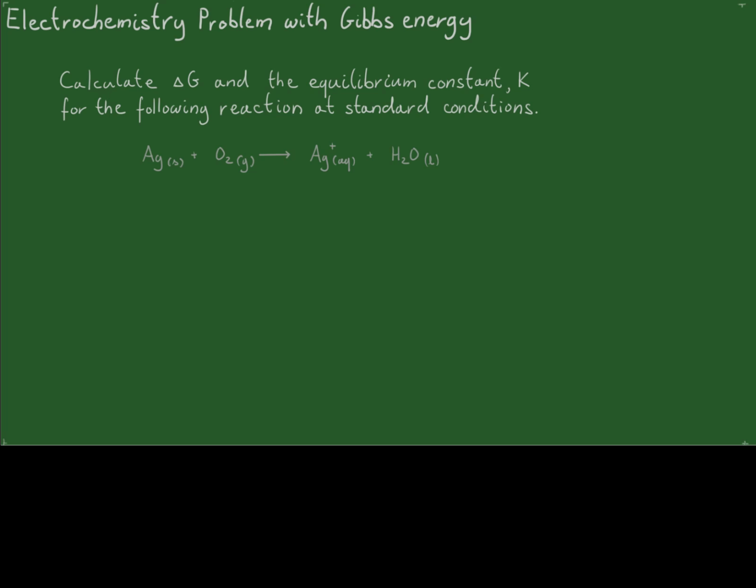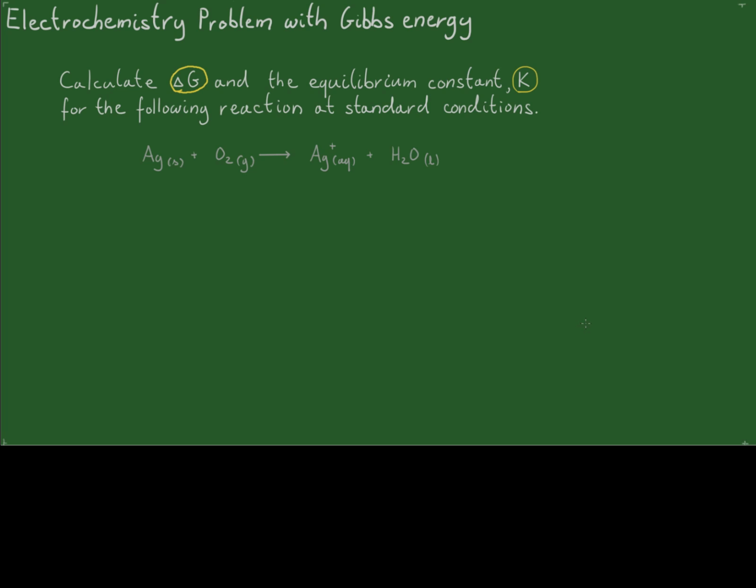Hello good people, I'm supposed to calculate the delta G and the equilibrium constant for the following reaction. So I have two unknowns, delta G and K. I'm supposed to do some sort of calculation, yet I have not been given a single numerical value. Whenever I get stumped, I go back to stoichiometry and moles.